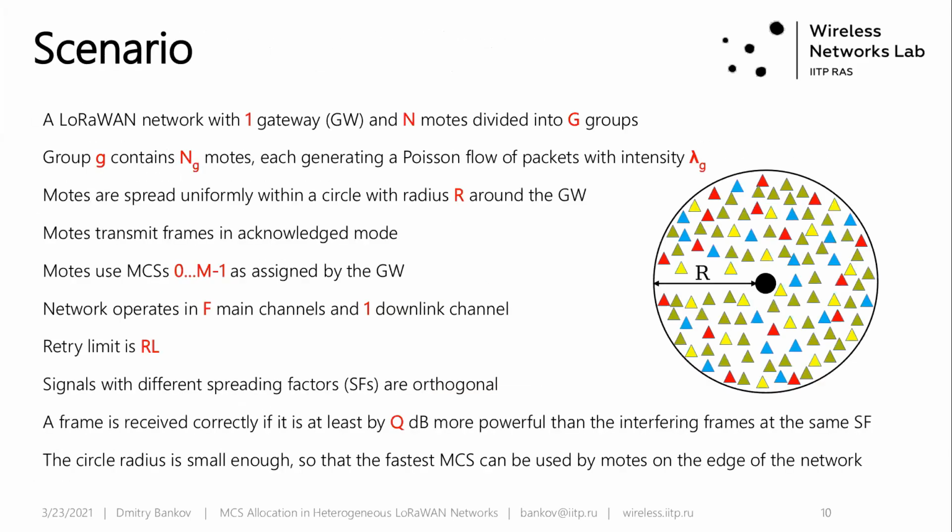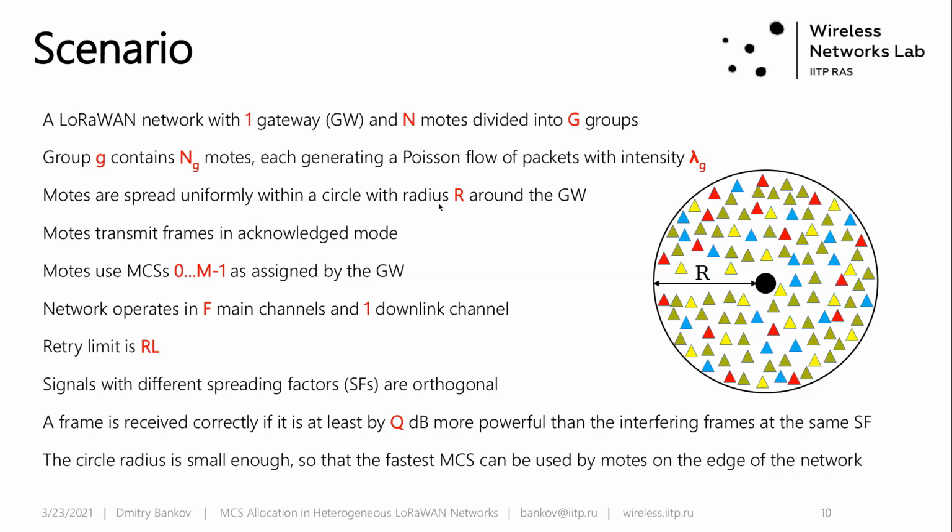So let us consider the following scenario. We have a LoRaWAN network, which consists of a gateway connected to a server, and around this gateway, in a circle with radius of r kilometers, we have n nodes, spread uniformly within this circle. They are divided into G groups, and we know the sizes of each group. Nodes from these groups generate Poisson flow of packets, and nodes from different groups generate Poisson flows with different intensity, lambda G.